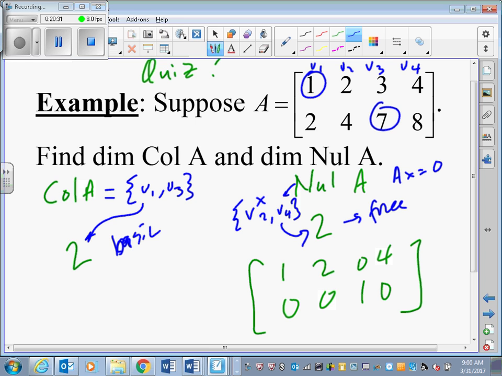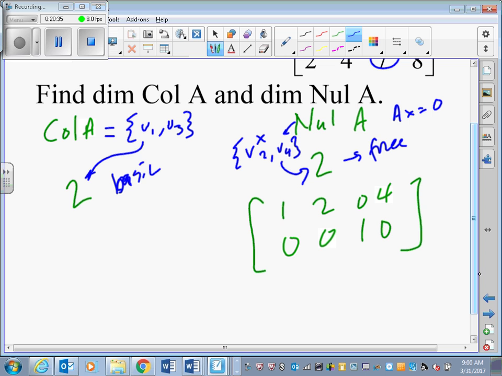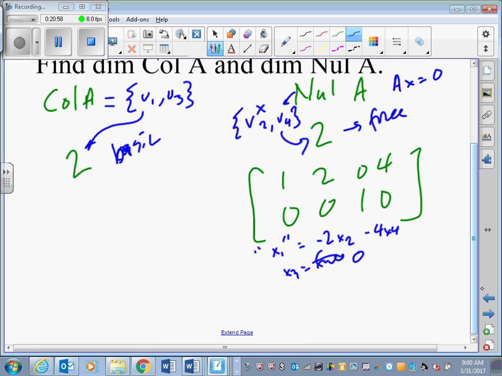So the vectors that we get out for that, just making sure we're good with that, is what we're saying is that x1, in quotes, is negative 2x2 minus 4x4. And then x3 is free. No, x3 is 0. My bad. Right? So what we have is, yeah.